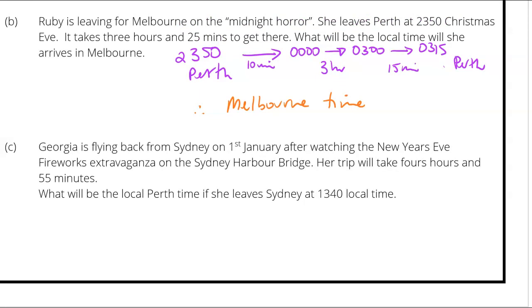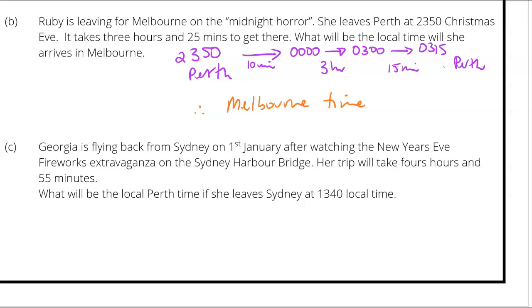So because the times don't marry up nicely to the hour, my suggestion, you don't have to do it like this, my suggestion is you've got to add 3 hours and 25 minutes. Go to the nearest hour, which is 10 minutes to midnight. Then 3 hours gives me 0300. And then I need 25 minutes, not 10. So add another 15. I arrive in Melbourne 3:15, or Ruby arrives 3:15, 0315 Perth time.